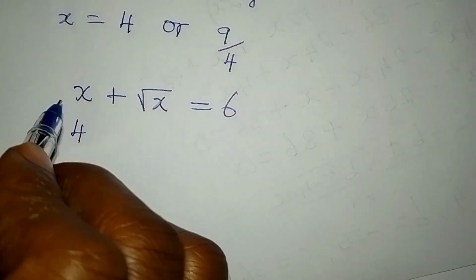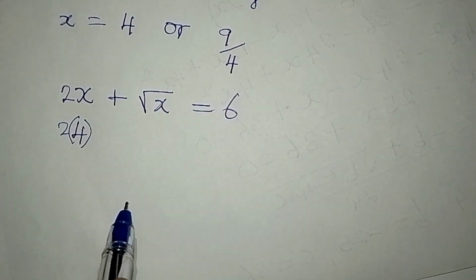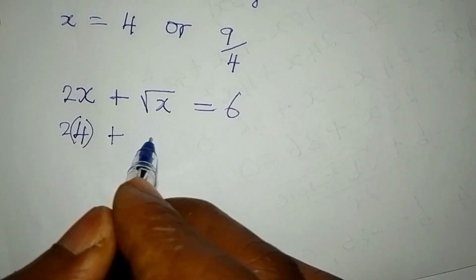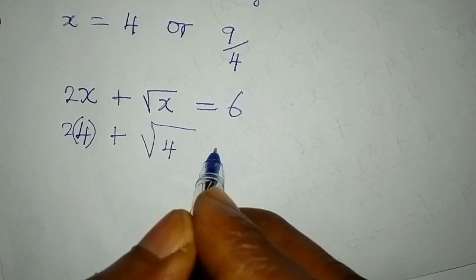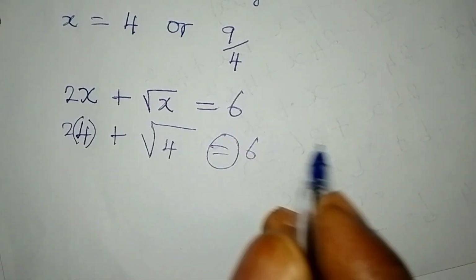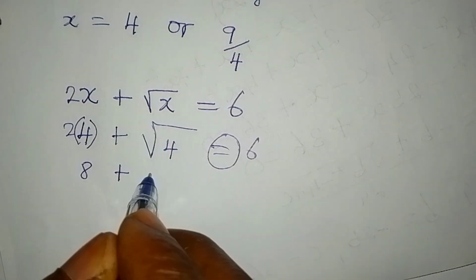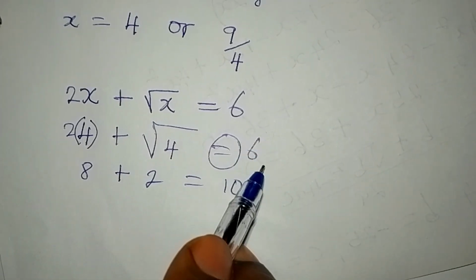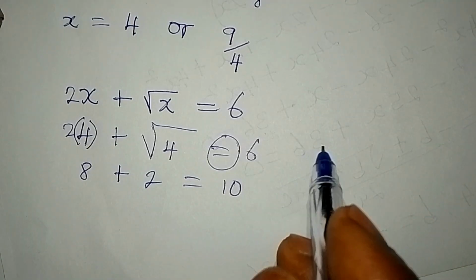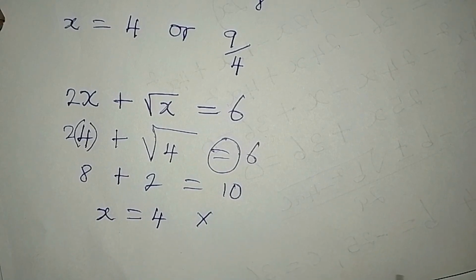Okay, so here should have been 2x. So that means we have 2 multiplied by 4, right? Plus here we have square root of x, which is 4. Now, will this give us 6? We do not know. This is 2 times 4 is 8, plus square root of 4 is 2, and this is giving us 10 instead of 6. So this is to confirm that the first solution, which is x equals 4, does not satisfy the equation.